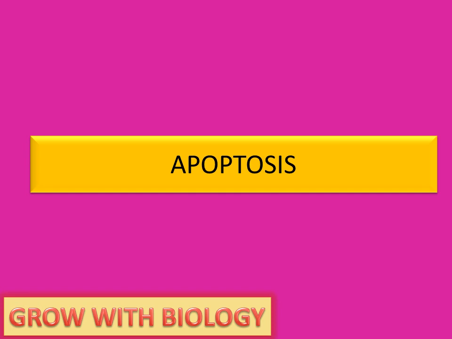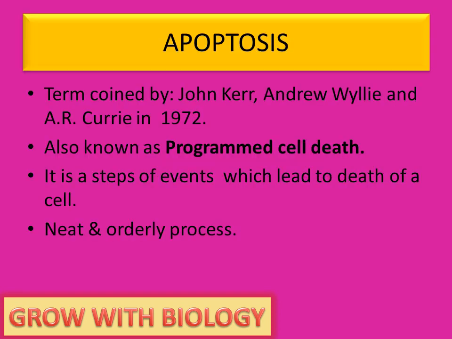Today we'll deal with apoptosis. Now, what is apoptosis? It is programmed cell death. It means a programmed event which results in cell death. The term was coined by John Kerr, Andrew Wyllie, and A.R. Currie in 1972. It has different steps, and all the steps compile to the death of a single cell. It is a neat and orderly process. Now it is compared with necrosis, which is not an orderly process, whereas apoptosis is an ordered or programmed one.